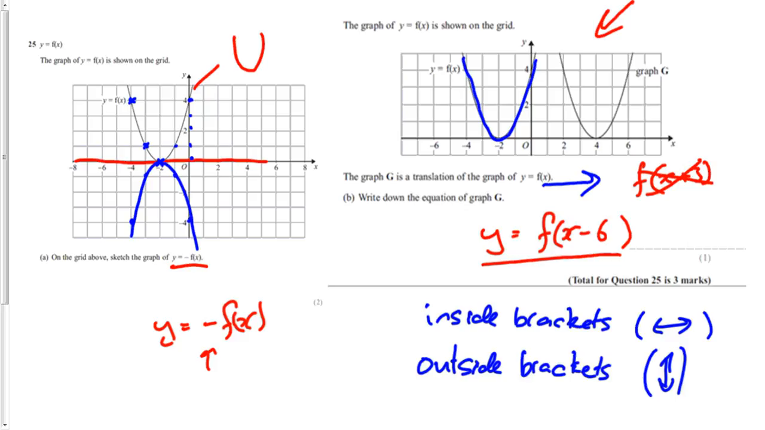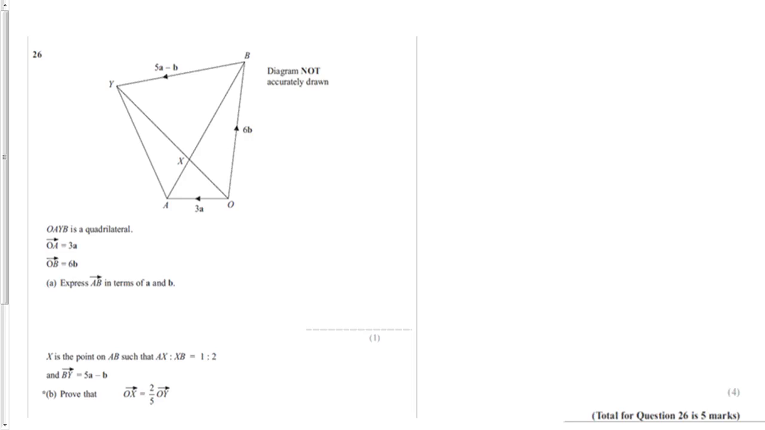Okay, and our final question, you'll be delighted to hear, is question 26. Now we've done a bit of work on this already, but this wasn't one of the easiest questions. But I know a lot of people picked up marks for part A. So we've got to express the journey from A to B.